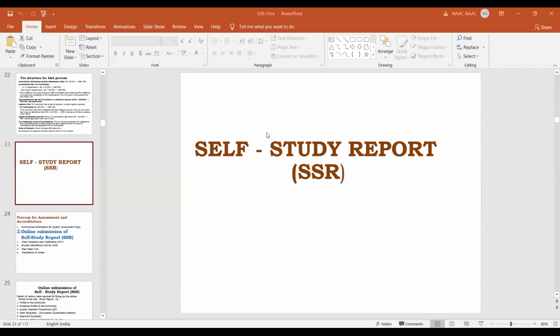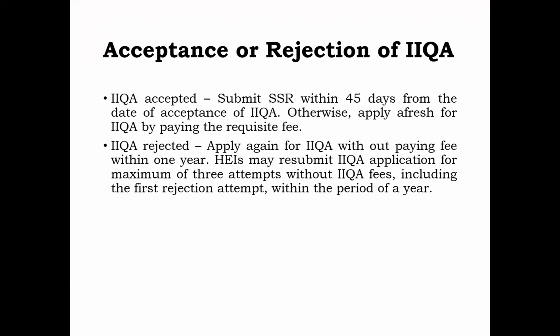So after the completion of the IQ stage, the next important step is the filling up of the SSR, that is, the self-study report that we call in NAAC. This is a very important stage. After your IQAC gets accepted, that means your Institutional Information for Quality Assessment gets accepted, within 45 days from the acceptance of the IIQA, you have to fill up your SSR.